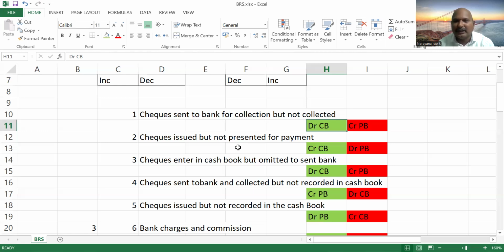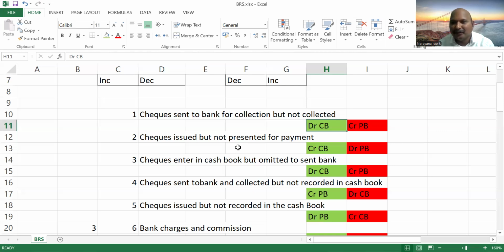And the fourth one, checks sent to the bank for collection but not recorded in the cash book. Here, another mistake was made by our clerk. They sent the checks to the bank but did not record them in the cash book. The bank doesn't know whether you recorded it in the cash book or not. They collect the check from our customers and the amount is deposited on the credit side of the passbook, but it does not appear in the cash book. This is another difference.